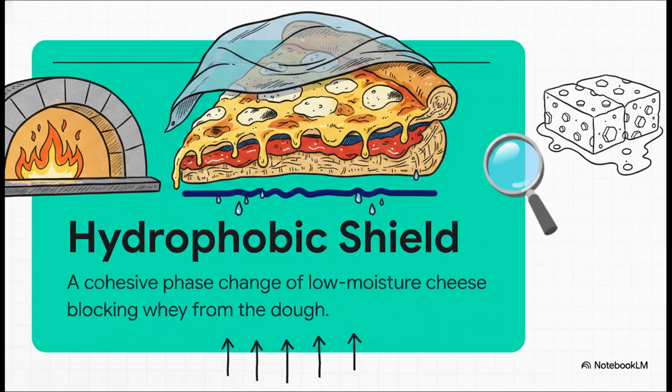It forms an impenetrable hydrophobic shield that protects the integrity of our dough. The cheese effectively acts like a waterproof tarp, keeping the wet tomato sauce safely trapped below, all while allowing the top of the pie to bubble and blister without completely ruining the foundational carbohydrate matrix underneath.